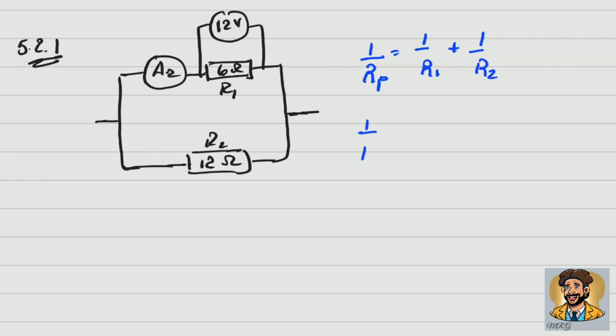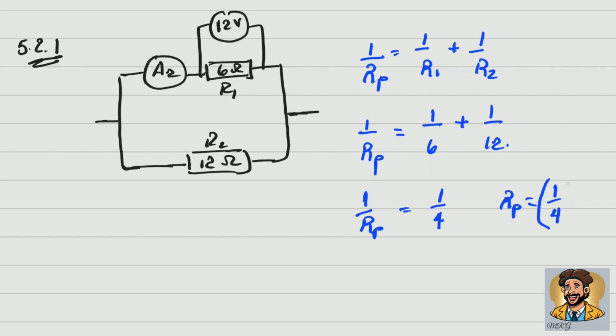So 1 divided by Rp, which is what you are looking for, is equal to 1 divided by 6 plus 1 divided by 12. Alright? When you solve this one, you'll get that 1 over Rp is equal to 1 over 4. Now, note, the Rp is the denominator, so we have to get the inverse. Rp is equal to (1/4) to the -1.